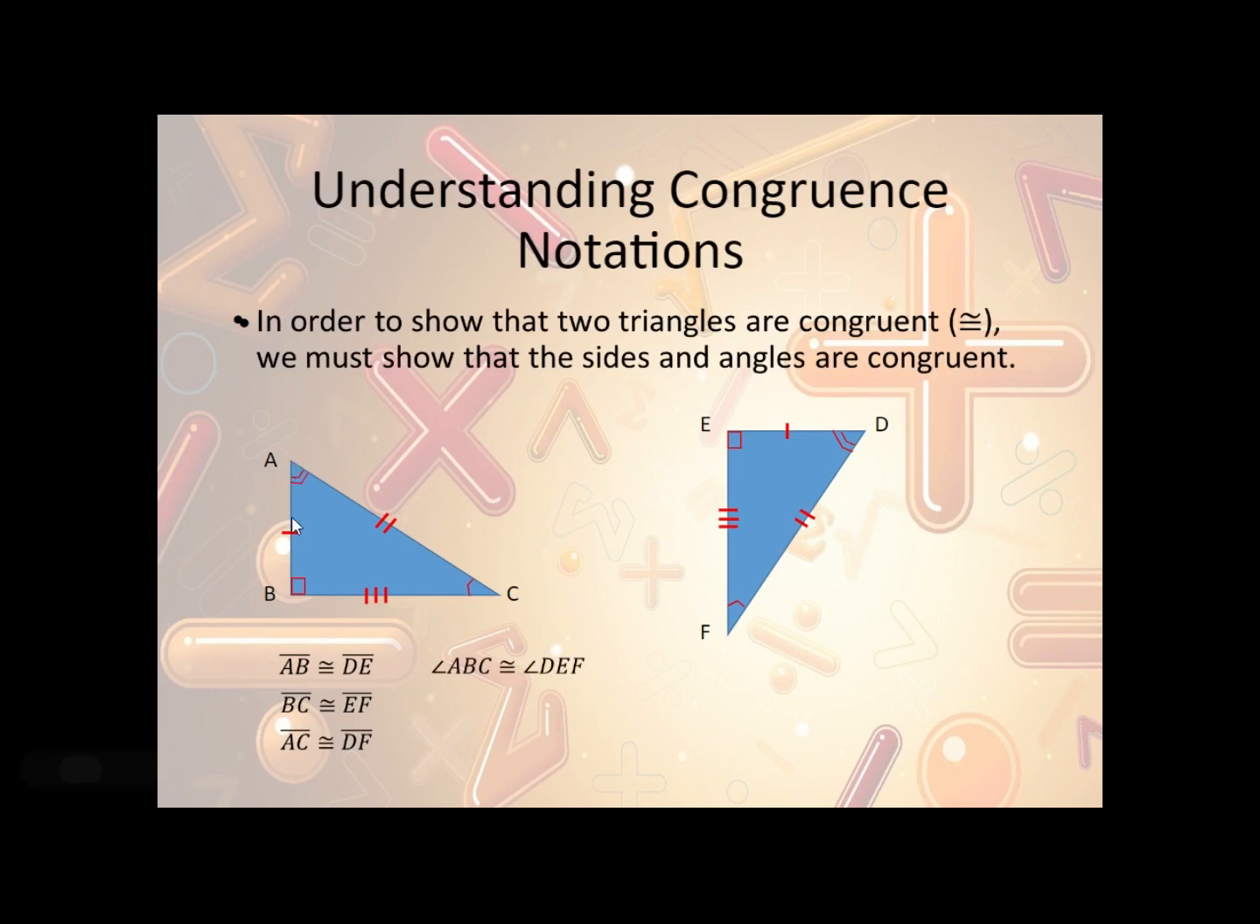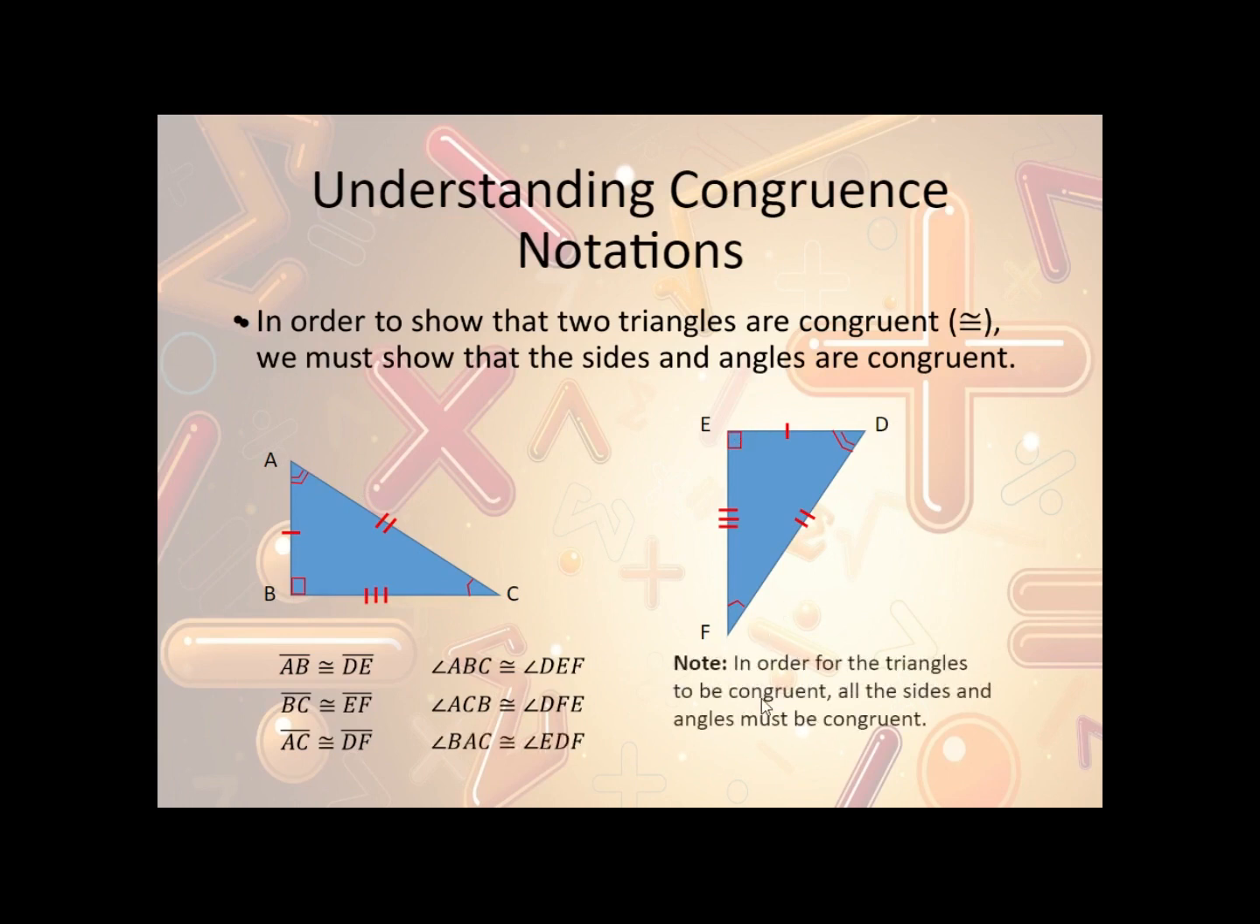Then I have my angles. Angle ABC is congruent to angle DEF because they're both 90 degrees. They both have the box. Then I have angle ACB, the single arc, which is congruent to DFE, single arc as well. And then I'll do my double arc. So BAC is congruent to EDF, and those are congruent. So now we've shown that all the sides and all the angles are congruent, so therefore the triangles are congruent. We can now say that triangle ABC is congruent to triangle DEF.